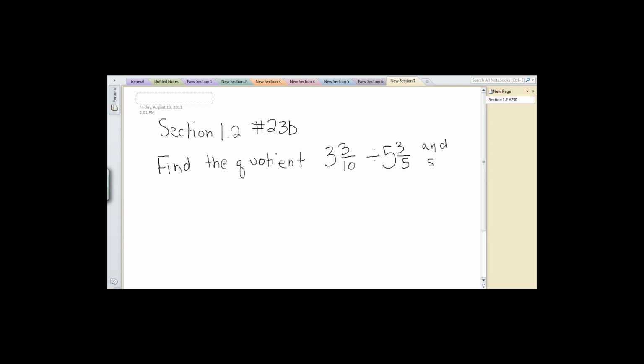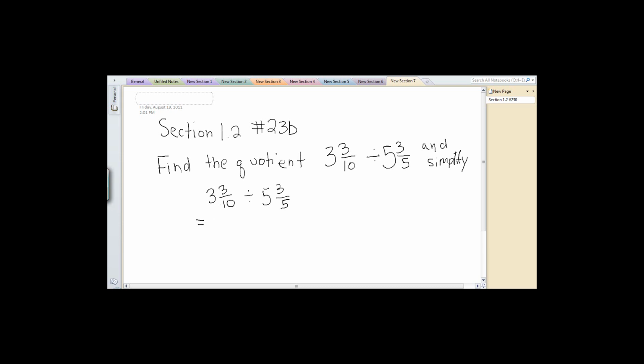So let's remember that we need to make sure to simplify at the end. Okay. So 3 3/10 divided by 5 3/5. How are we going to deal with this? Well, one way might be to change both of these mixed numbers to improper fractions. So do you remember how we do that?